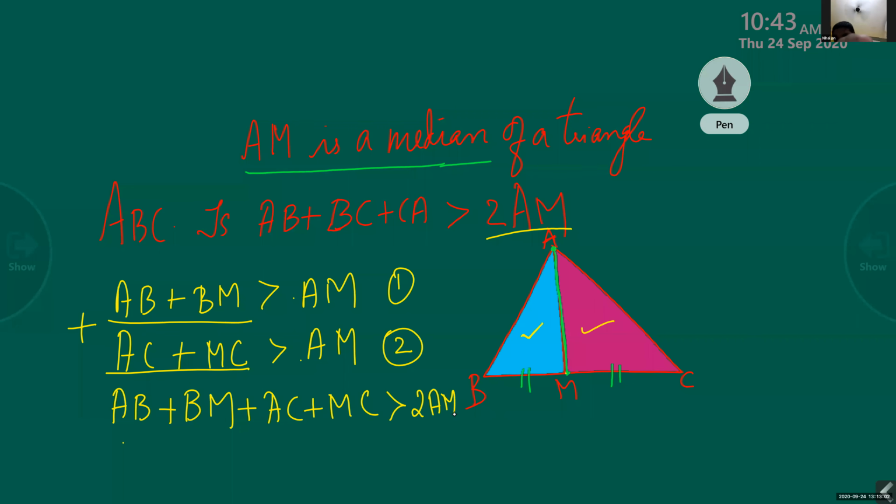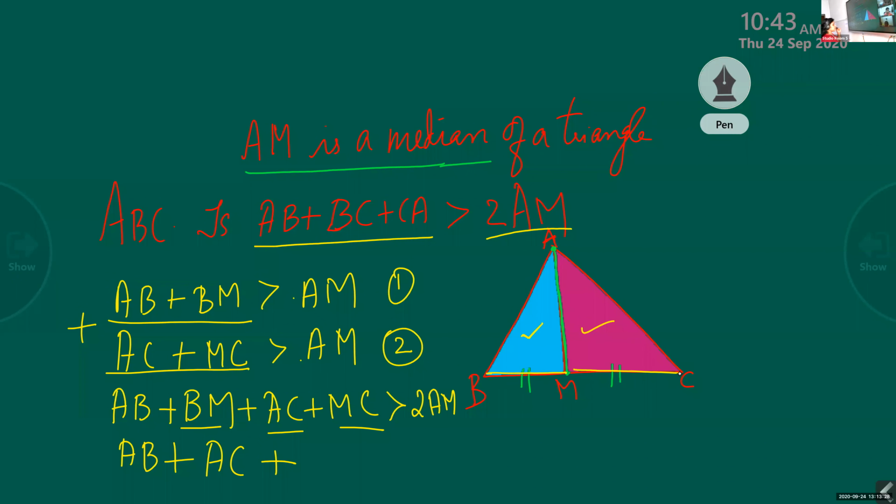So AB plus BM plus MC. Look at this, I will write AB plus AC, or CA. CA is here; AC or CA, same thing. So AC plus BM plus MC. What is it? See, BM plus MC, I can write it as BC. Together, children. BM plus MC, I can write it as BC. So BC also, I got, is greater than 2AM.